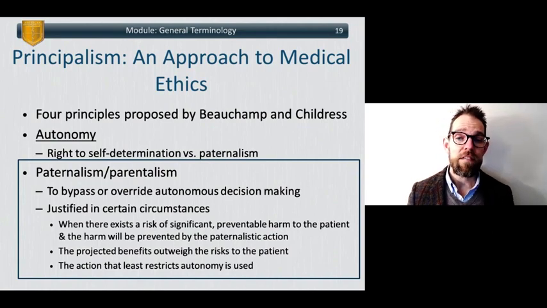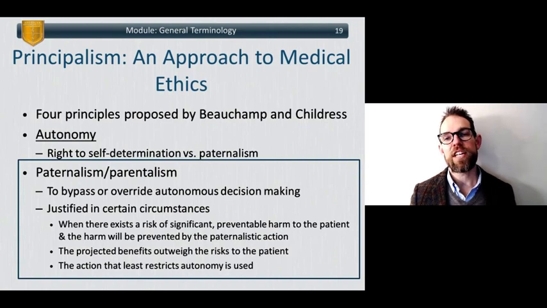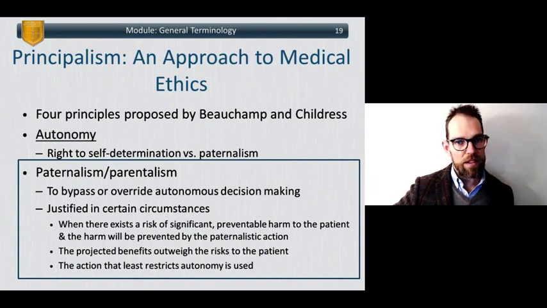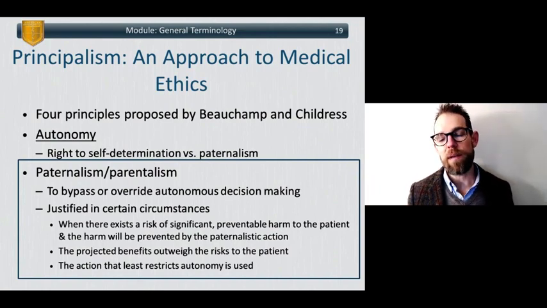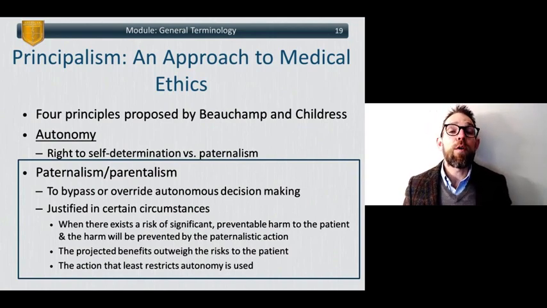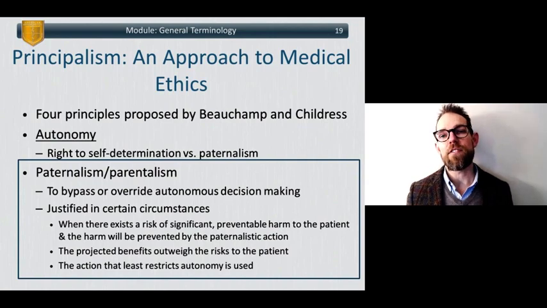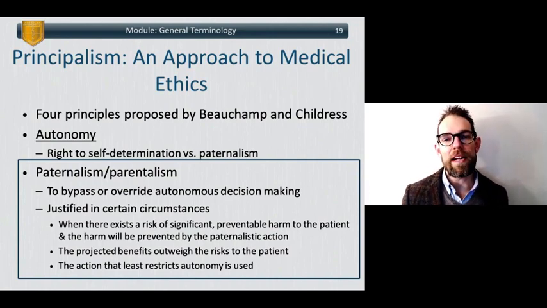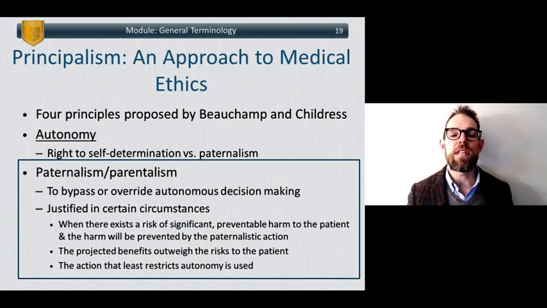If there exists a risk of significant preventable harm to the patient and the harm will be prevented by the paternalistic action, so that the projected benefits of intervening outweigh the risks of the patient not doing this, then if we're going to do this, we need to do it in such a way that we use the minimal restriction on the patient's autonomy as possible.